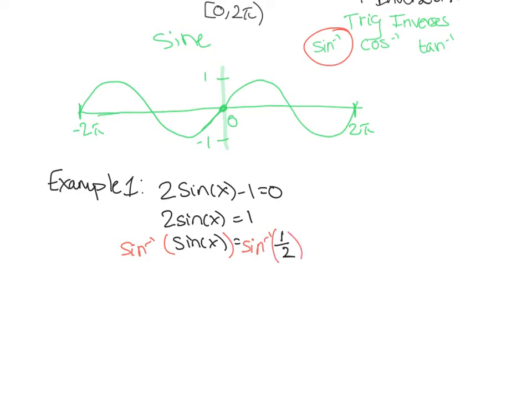Now with the sine and sine inverse, those cancel each other out, just like multiplying by 3 and dividing by 3, or adding 1 and subtracting 1. They cancel out. So we are going to be left with x is equal to sine inverse of 1/2. Now what this means, x is going to be our angle.